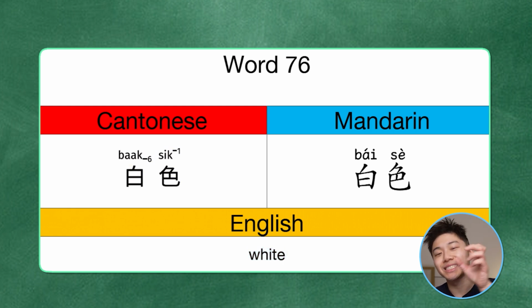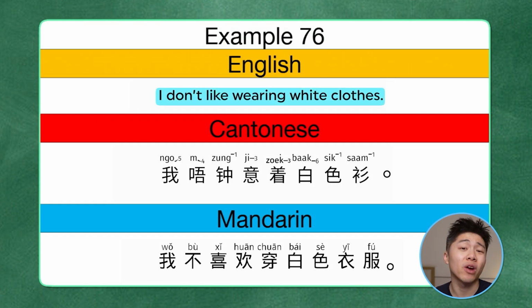Next, white, 白色. So remember, notice that 色 afterwards denotes color. So 白 means white, 黑 means black, but then 黑色 means like the black color. In Cantonese, 白色 is white, in Mandarin, 白色. For example, I don't like wearing white clothes.